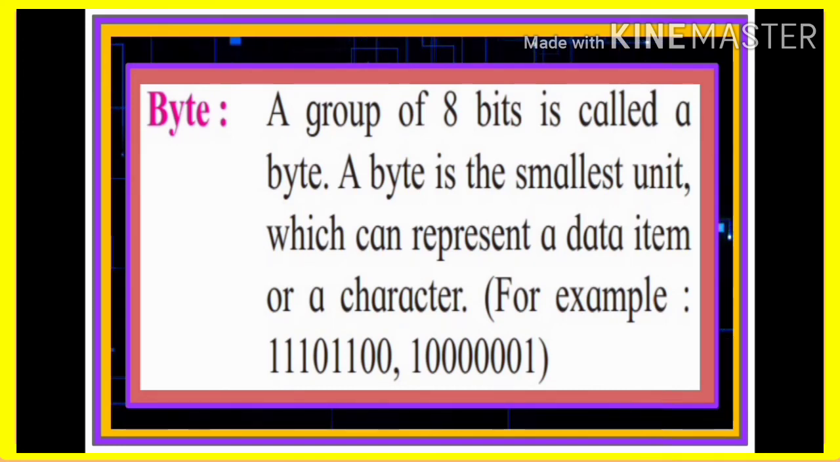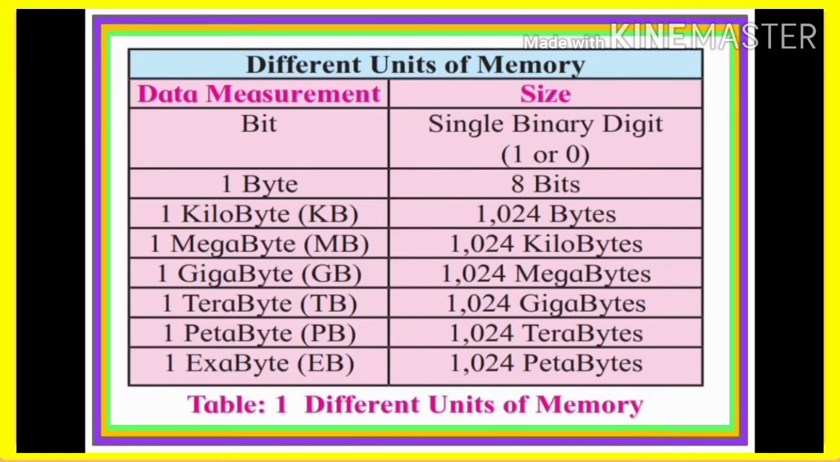The table shows different units of memory. Bit means a single binary digit, that is 0 or 1. 1 byte means 8 bits. 1 kilobyte, that is 1 KB, means 1024 bytes. 1 MB, 1 megabyte, means 1024 kilobytes. 1 GB, 1 gigabyte, means 1024 megabytes. 1 terabyte, 1 TB, means 1024 gigabytes. 1 petabyte means 1024 terabytes. And last, 1 exabyte, 1 EB, means 1024 petabytes. So these are the different units of memory.